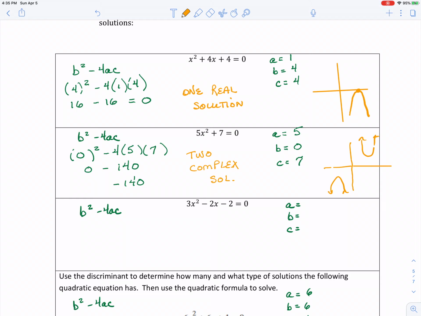All right, and then the last one that I wanted to work for you here in terms of the discriminant, identifying A, B, and C. Make sure it's in the proper arrangement, and it is. A is 3, B is negative 2, C is also negative 2. B is negative 2, A is 3, C is negative 2, this is positive 4, and this is positive 24.